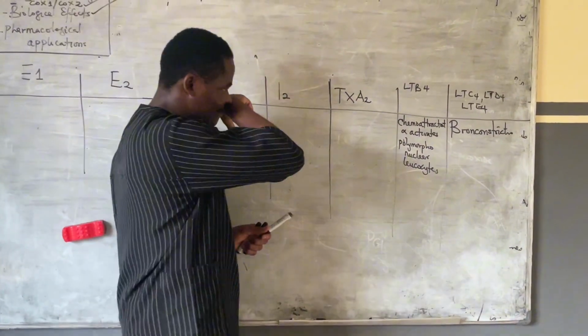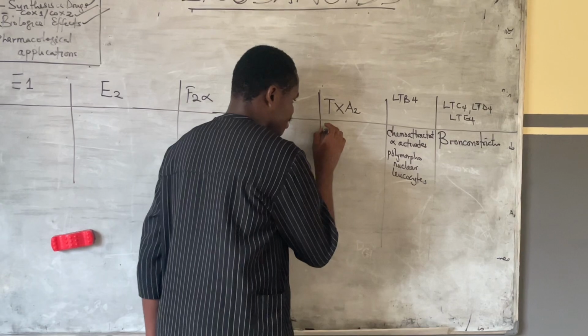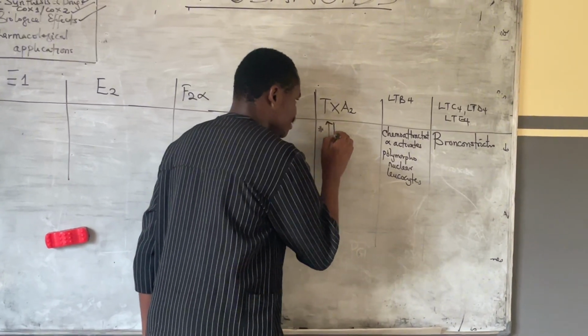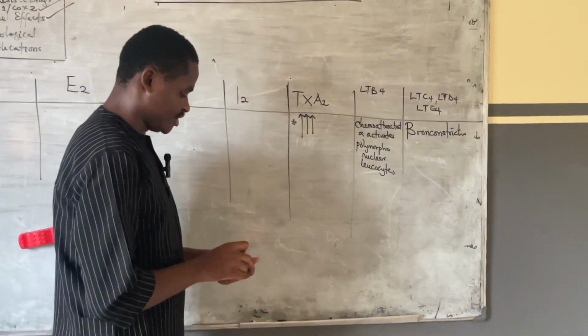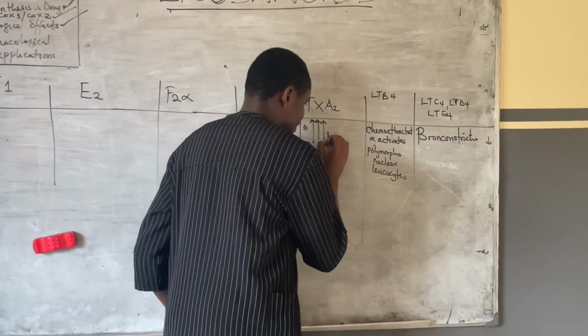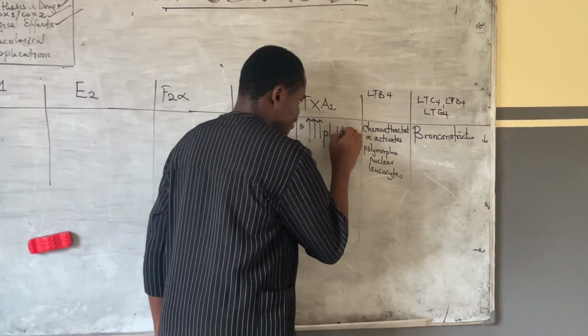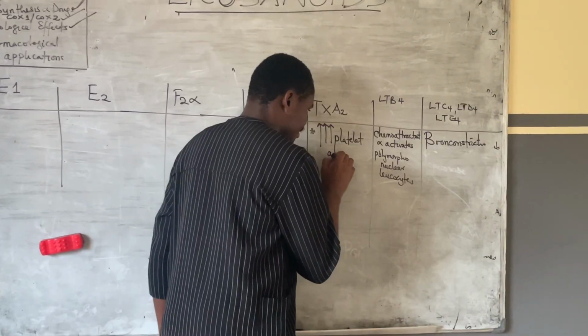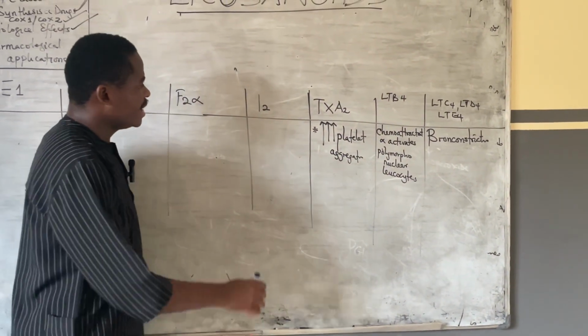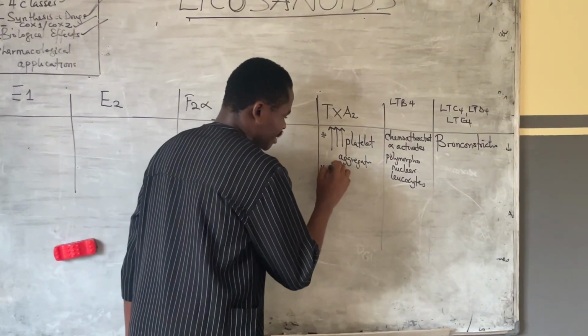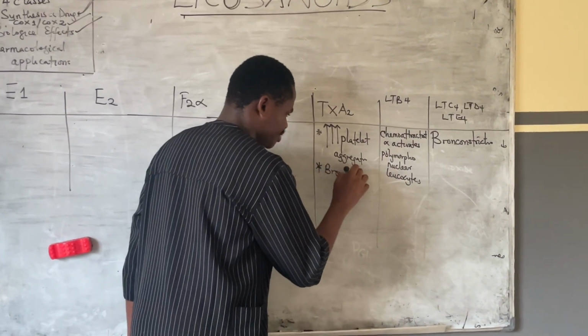Now, thromboxane A2 is the one that increases, remember where thromboxanes came from, platelets. So it is going to help to increase platelet aggregation. It increases platelet aggregation. All right. And also it will cause bronchial constriction.